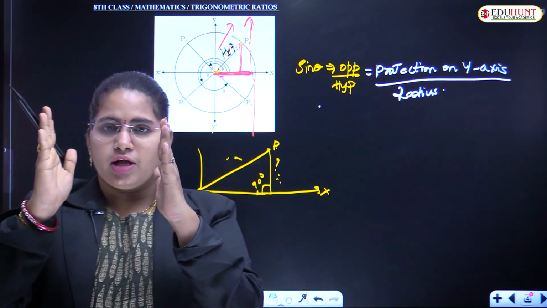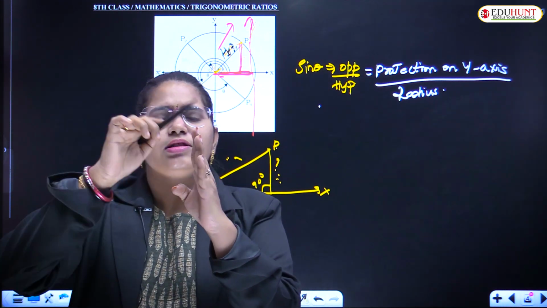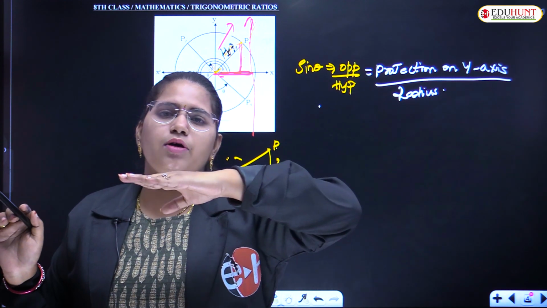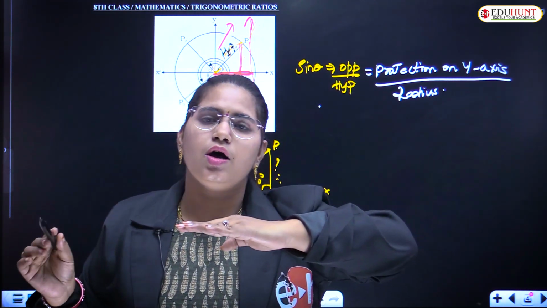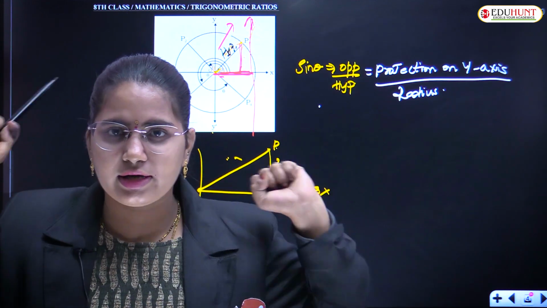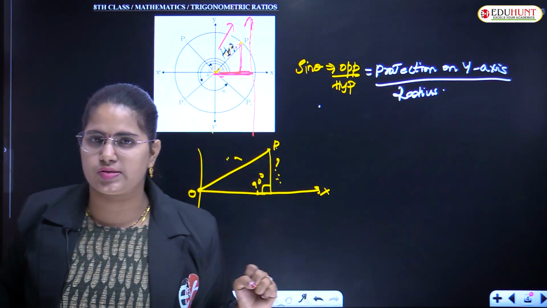What is projection? Now this y-axis is a vertical line. The projection of a vertical line will be this vertical line, correct? If my horizontal line is my x-axis, what is the projection of the x-axis? This will be the projection of the x-axis, correct? A horizontal line's projection is this and a vertical line's projection is this, correct?